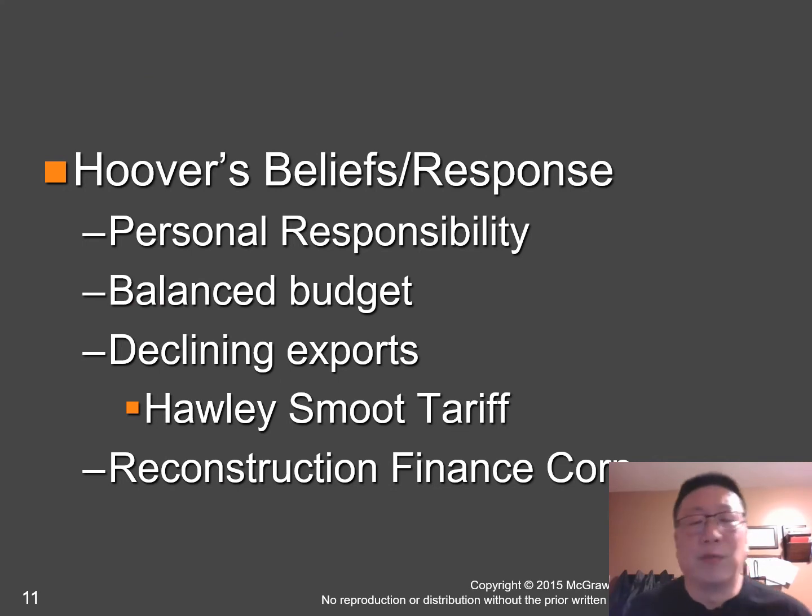Okay, so what did Hoover do in response to all this? Part of the problem is Hoover has a good reputation coming into the Great Depression. The problem is this is unprecedented.